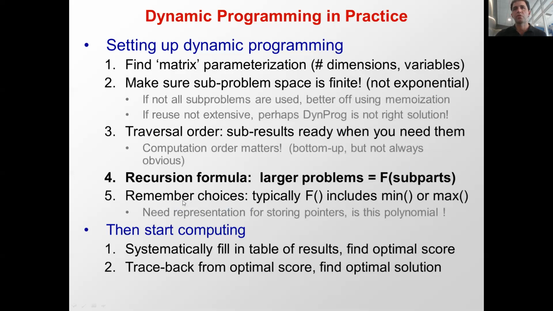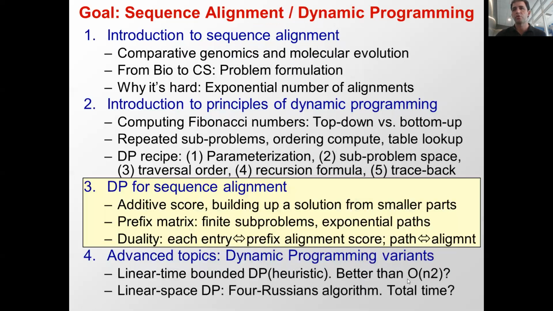And then for optimization problems, we're going to have to remember the choices. And typically, that function will require some kind of minimum or maximum, or basically will give you a choice among multiple options. And you'll have to figure out which of these options to use. And once you have all that, you can just start computing. Fill up the matrix systematically, find the optimal score, and then trace back from that optimal score to find the optimal solution. So now let's use these principles of dynamic programming for sequence alignment. Figure out how we can express this sequence alignment problem using an additive score, build up a solution from the smaller parts, and then start computing.